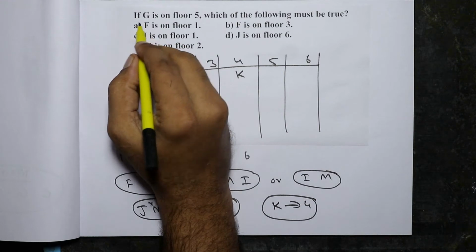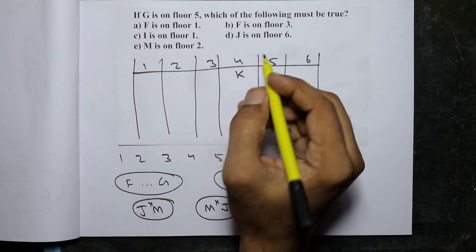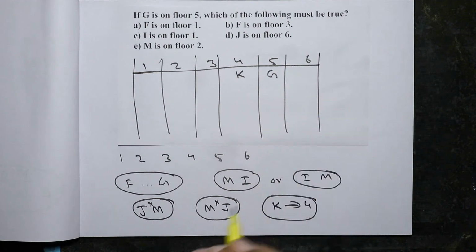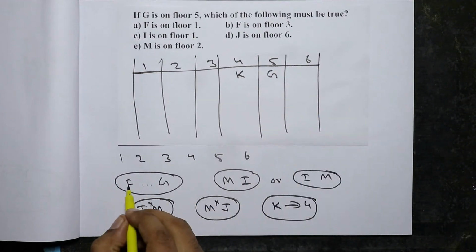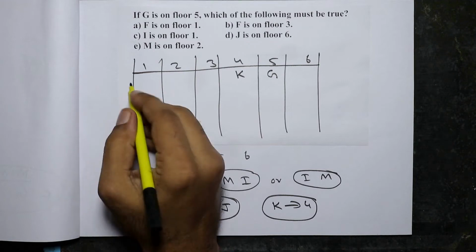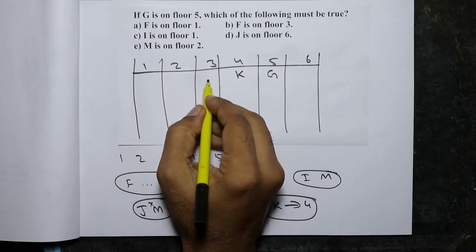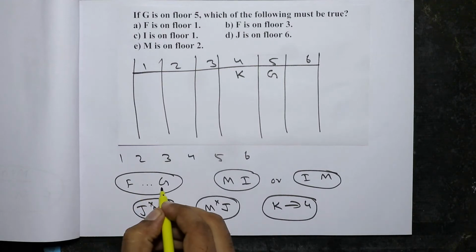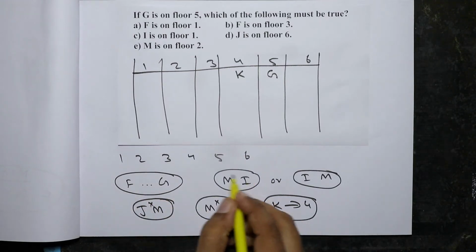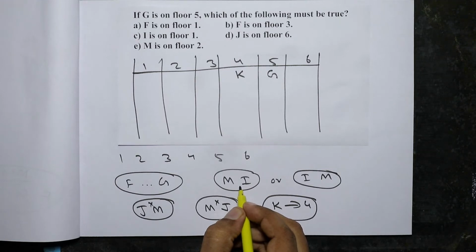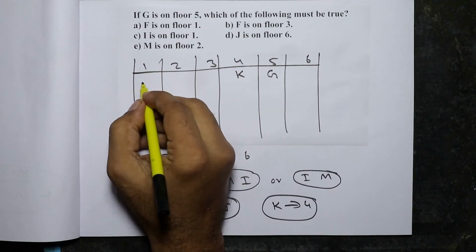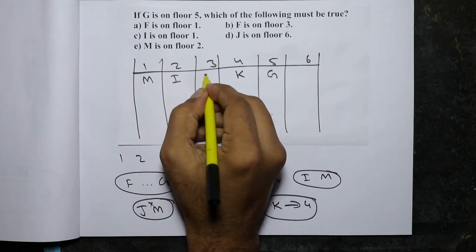Now in this question it is said that G is in floor 5. So only for this question G has to be here. Now it is said that F has to be before G. So 1, 2 and 3. Out of these 3 floors, one of them will be occupied by F because F has to be before G. Then M and I should be in adjacent floors. So both M and I cannot be here. So one possible arrangement is M and I are together and F is here.